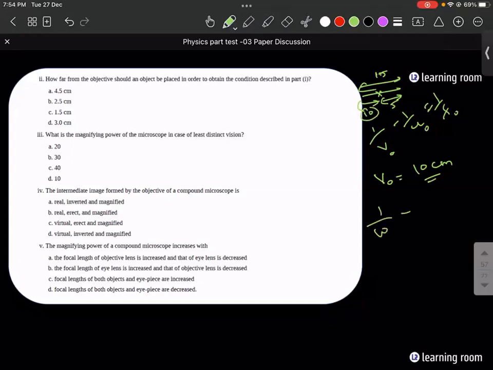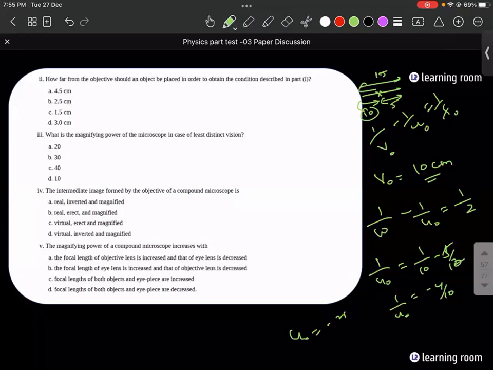So 1 by 10 minus 1 by U0 is equal to 1 by 2. So 1 by U0 is 1 by 10 minus 1 by 2. So it is 5 by 10 minus... it is minus 4 by 10 is 1 by U0. So U0 will be minus 2.5 centimeter. Answer is 2.5 centimeter.